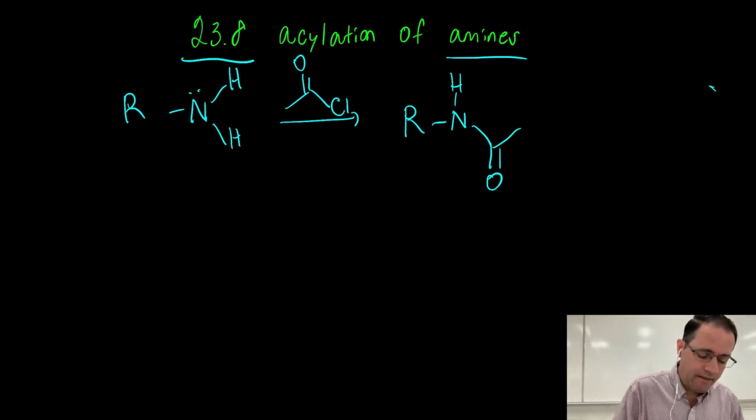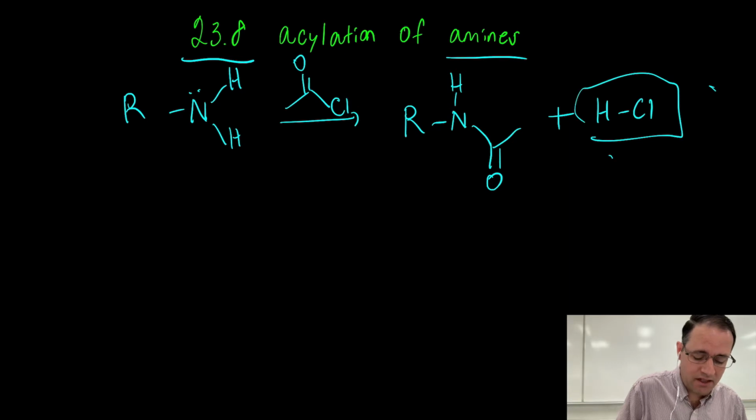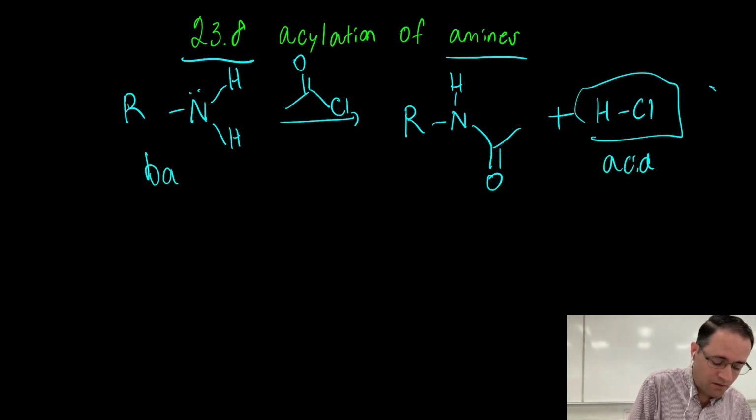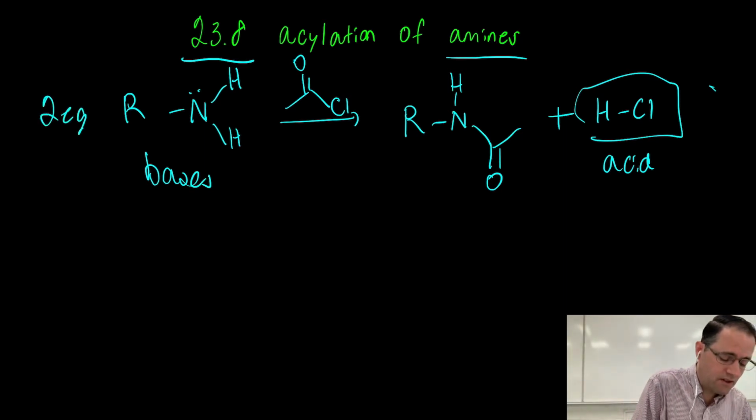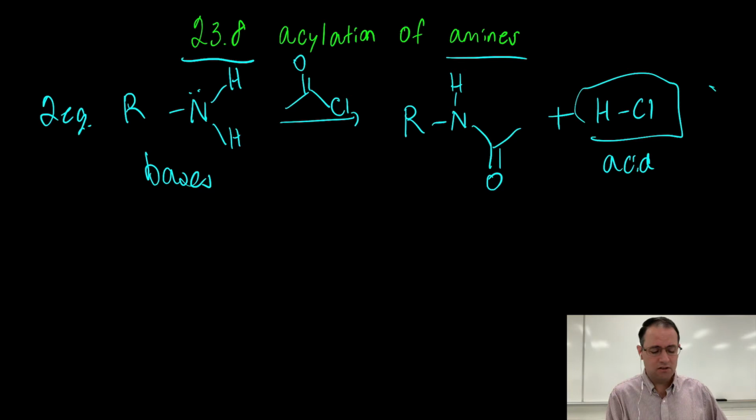So there's HCl produced here, and you know that HCl is an acid. It's going to react with amines, which are bases. So this is the reason that you need two equivalents of the amine for this to sufficiently yield the product, okay? Aniline also can react.